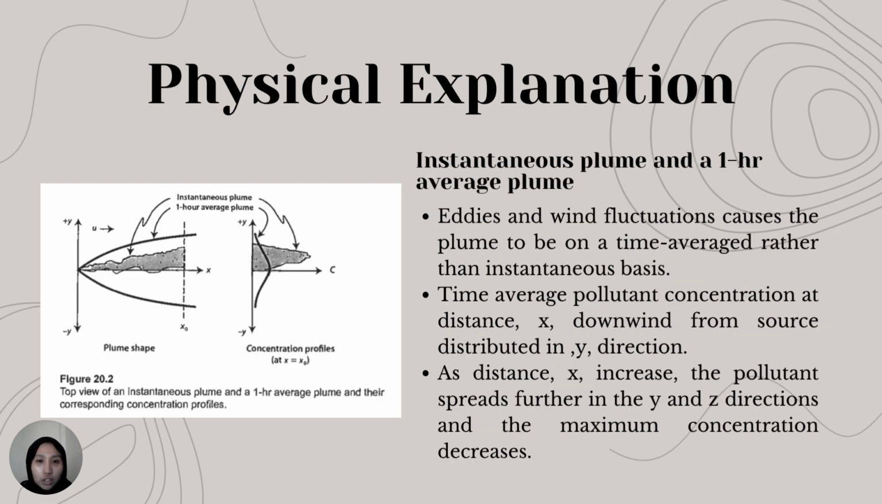Next, the instantaneous plume and a 1-hour average plume. The eddies and wind fluctuations cause the plume to be on a time-average rather than instantaneous basis. The time-average pollutant concentration at distance x downwind from the source is distributed in the y direction. As the distance x increases, the pollutant spreads further in the y direction and z direction, and the maximum concentration will decrease.